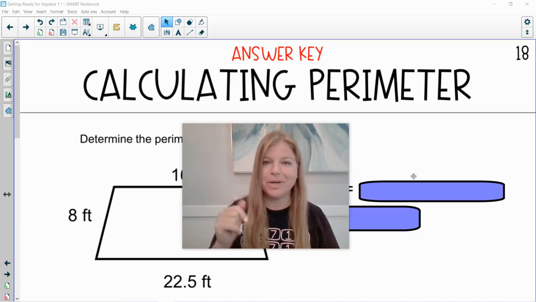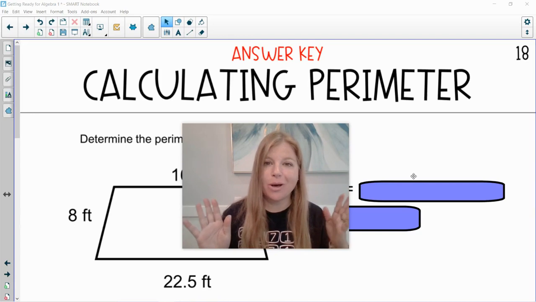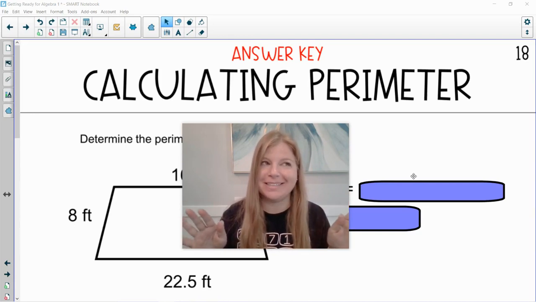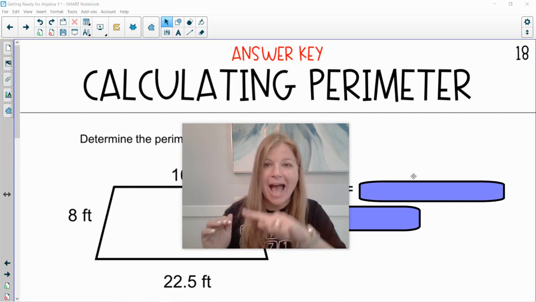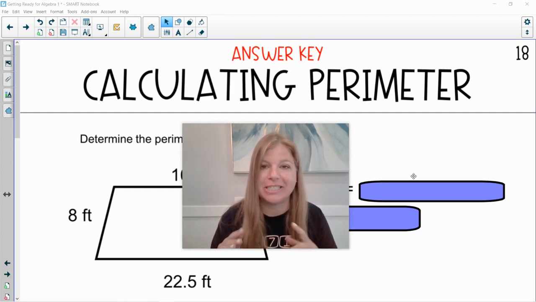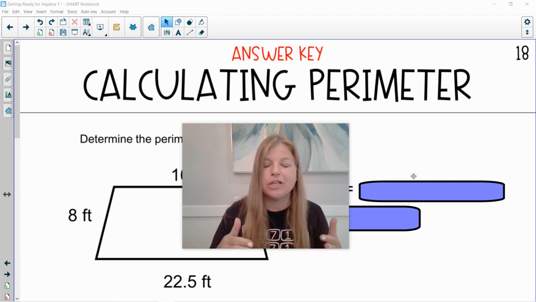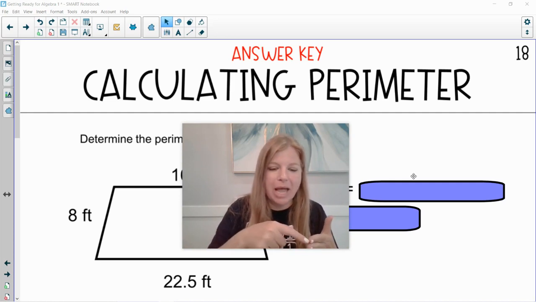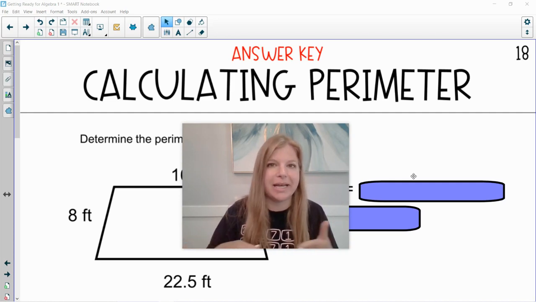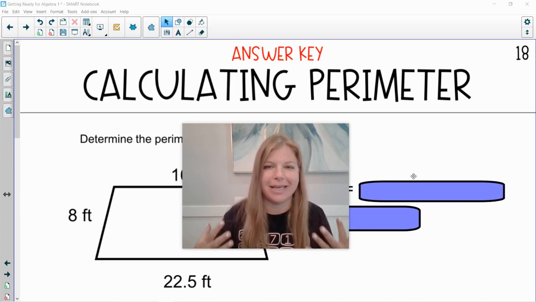Hey guys, we are calculating perimeter in this video, and perimeter was taught way back when in like second or third grade. Perimeter is just simply adding up the outside edges of a figure. That's it. When you talk about the perimeter, usually it's about like a fencing problem, how much fence goes around a yard, you know, what's the length of the outside edge of the garden, something like that.